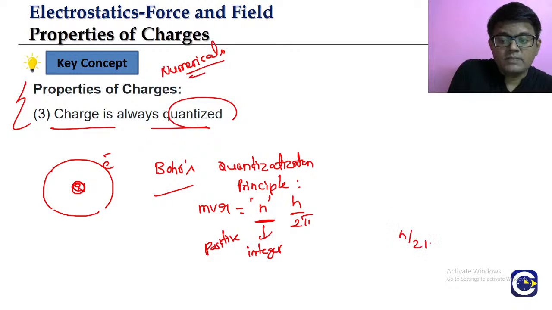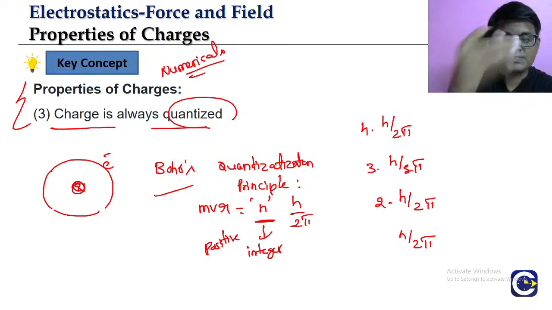Means in the first orbit, the angular momentum will be what? h by 2 pi. In the second orbit, it will be what? 2 into h by 2 pi. In the third orbit, 3 into h by 2 pi. And similarly, in the fourth orbit, it will be what? 4 into h by 2 pi. It will always be coming in terms of steps.